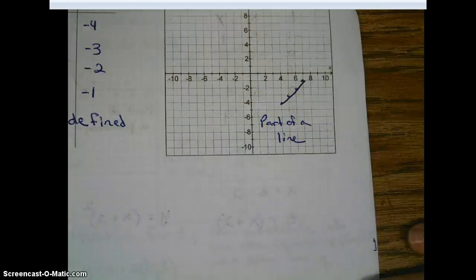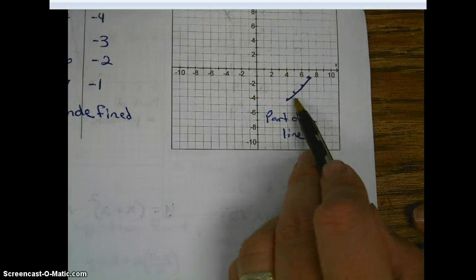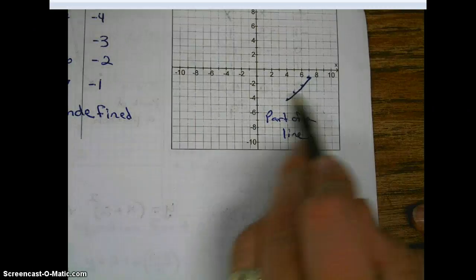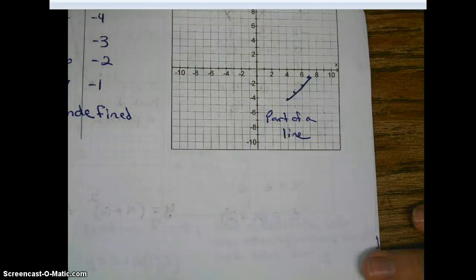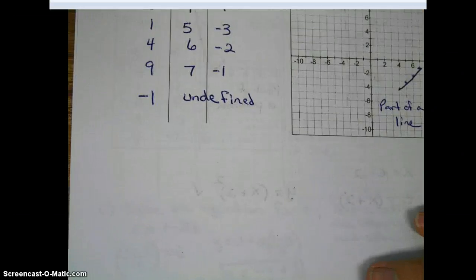Okay, this is what your graph should look like, and it's part of a line. Okay, finally, let's go ahead and figure out what the rectangular equation would be. Again, pause the video, figure it out, and come back.